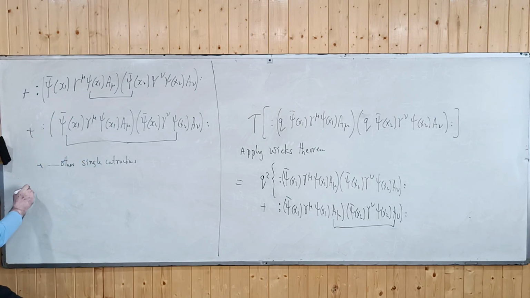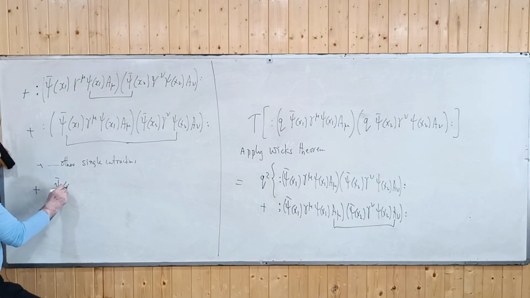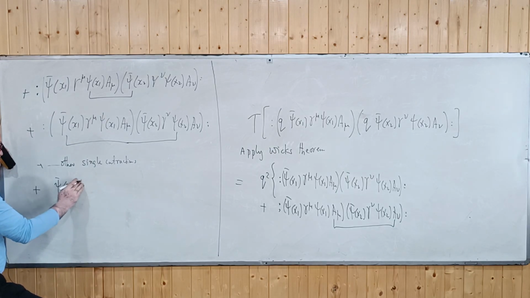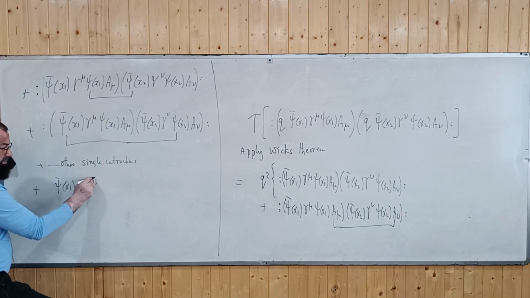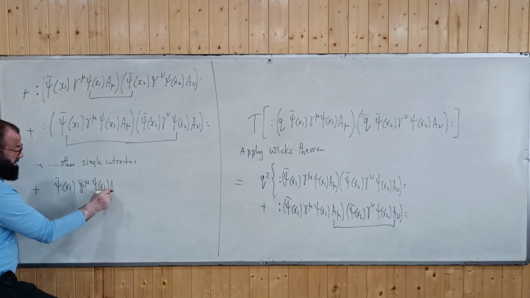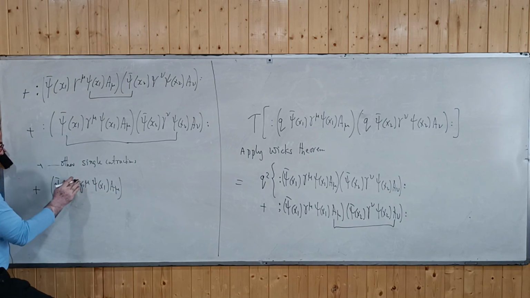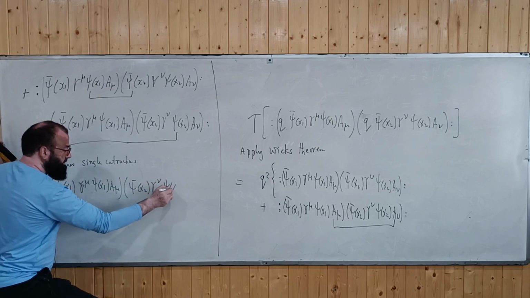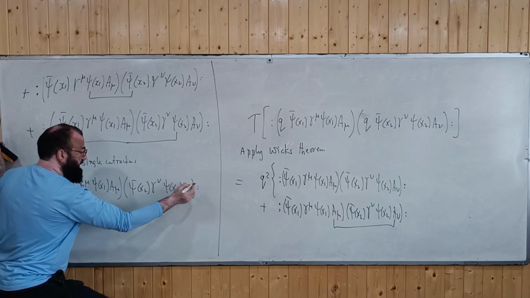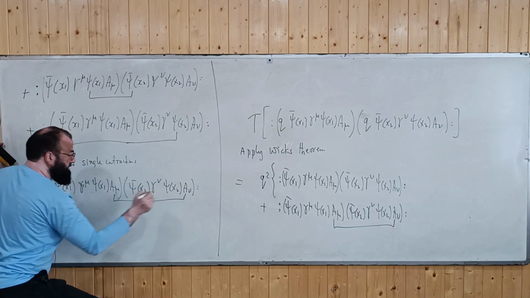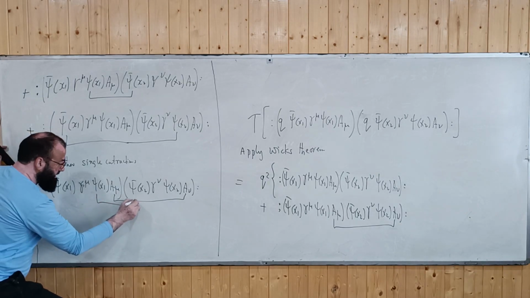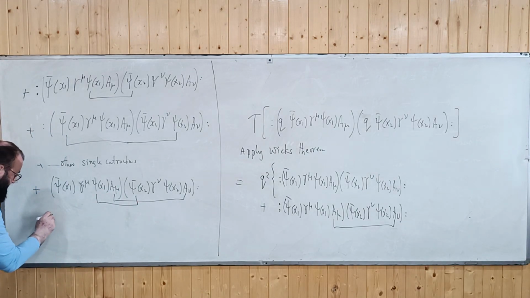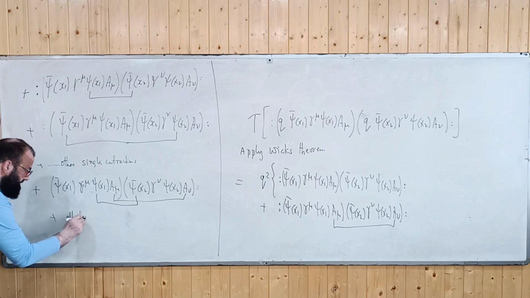Now what do you have? Plus double contractions. You contracted, so you have two contractions at hand. What is that? Psi bar x1, then gamma mu, psi of x1 A mu. Then you have psi bar x2 gamma nu psi of x2 A nu. So you have two contractions: let's say A is contracted and this psi and this psi bar are contracted, plus all double contractions.